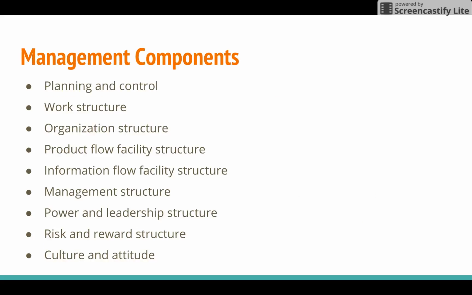Next, we'll look at the main management components. There is considerable literature on business process reengineering, buyer-supplier relationships, and SCM that suggests there are various types of management components. These, however, are the main ones: planning and controlling, work structure, organization structure, product flow facility structure, information flow facility structure, management structure, power and leadership structure, risk and reward structure, and then culture and attitude.